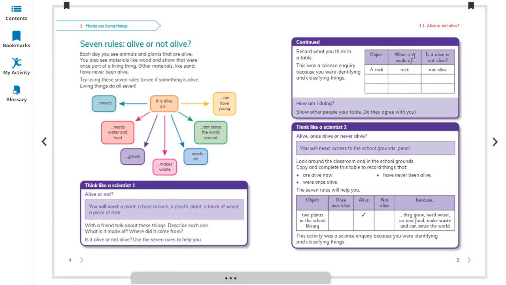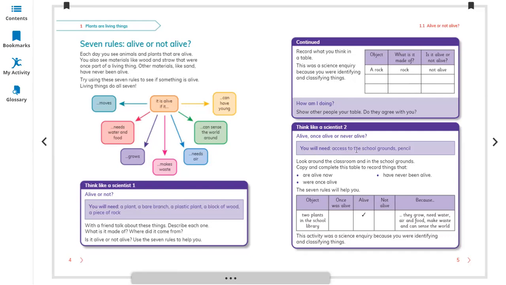Object: a rock. What is it made of? It is made of rock. Is it alive? Not alive. Like this, you can write here wood. What is it made of? From a plant. Is it alive or not alive? Once alive. So like this, you can complete this. Alive, once alive, or never alive.